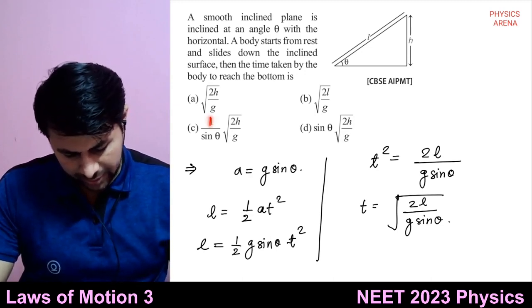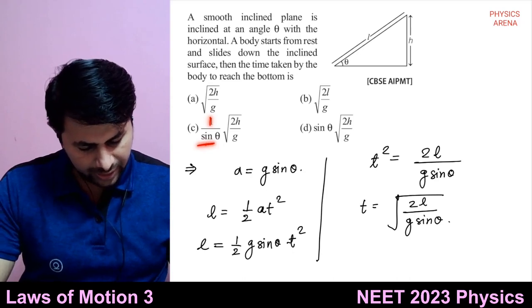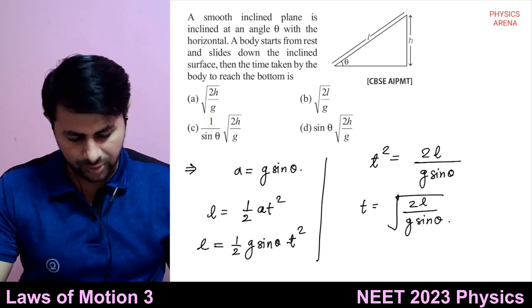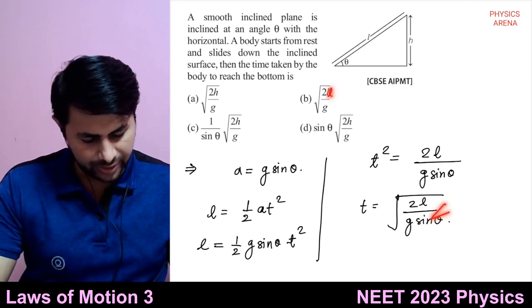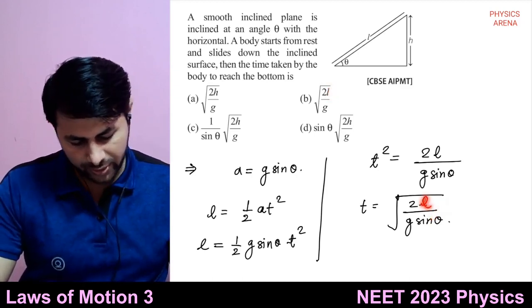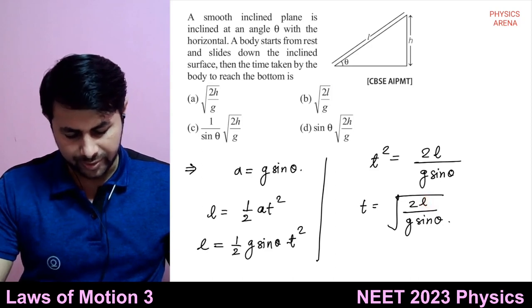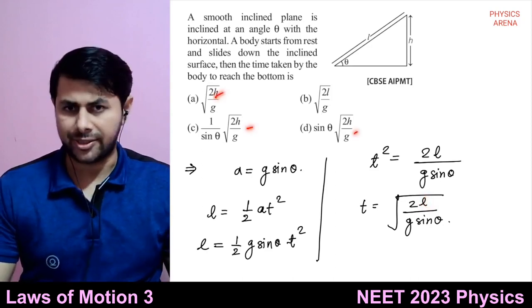Option C? No, but this sine theta is outside and there is no L. Okay, so there is no L. Here there is L, but this is not matching. That means we have to substitute for L, because other options are in terms of H.